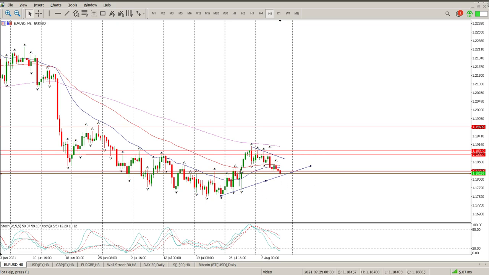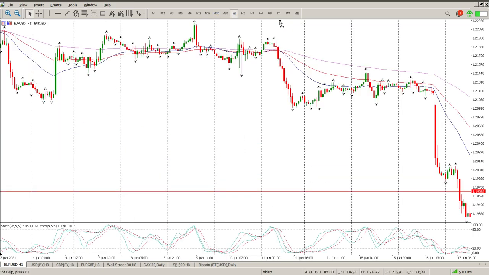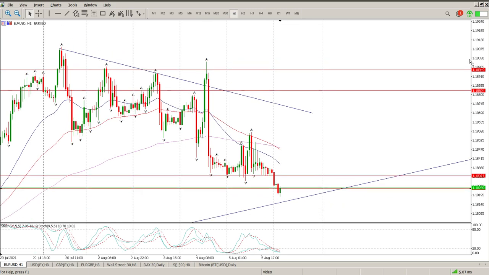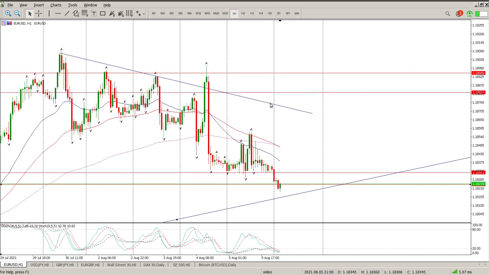I expect us to hover around here until the jobs number, and I'm really not interested in getting into this right now until non-farm payrolls is out the way. So pretty much the same price action as the day before, and the day before: big up, big down, big up, big down. Trend is slightly to the downside, but I think I'll just wait for non-farm payrolls. This price action from yesterday is not something you want to be trading.